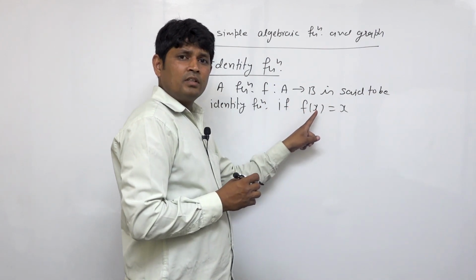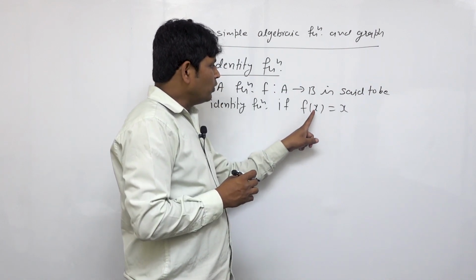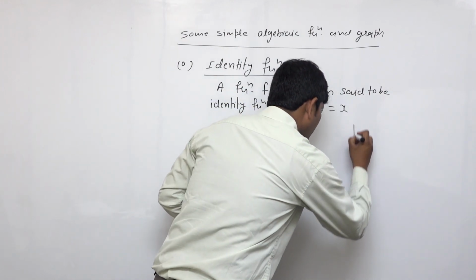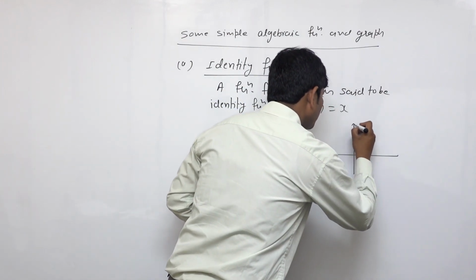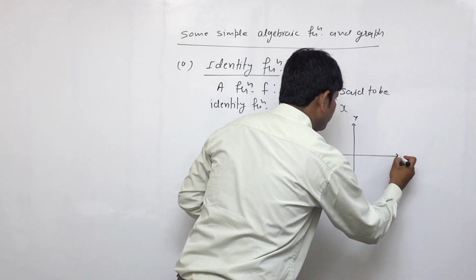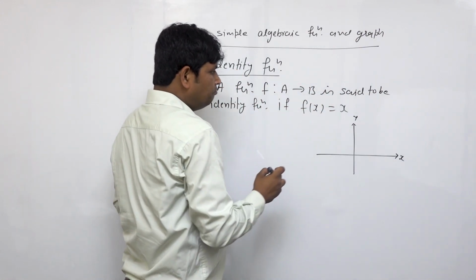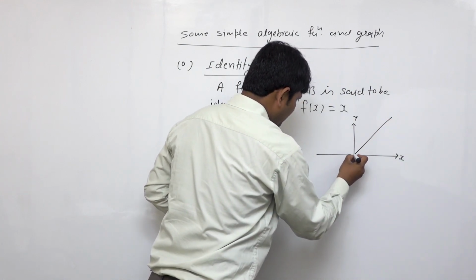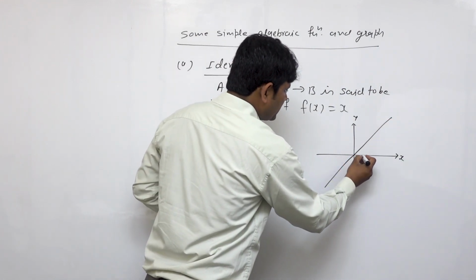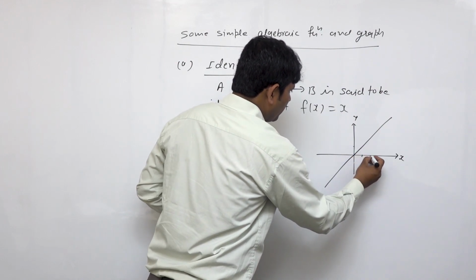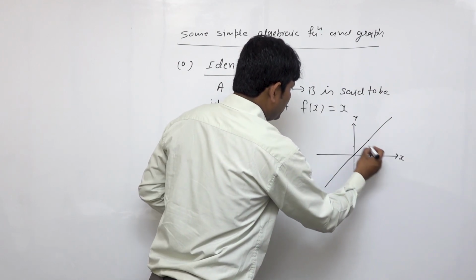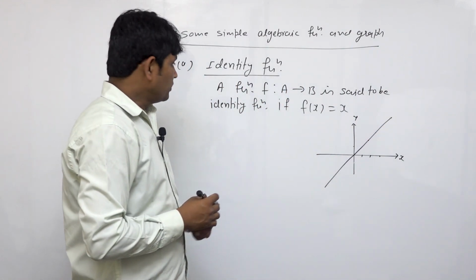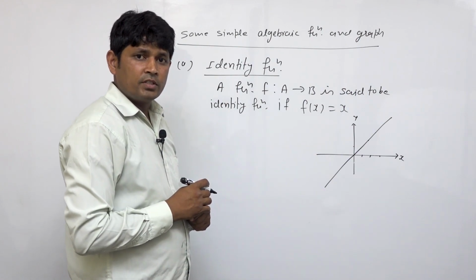That is why this is called identity function. Identity means whatever the input will give the same result. So there we can represent in a graph. This is the line. So here, for x is equal to 1, y is also 1. For x is equal to 2, y is also 2. X is equal to 3, y is also 3. So like that graph we can plot here. That is why this is called identity function.